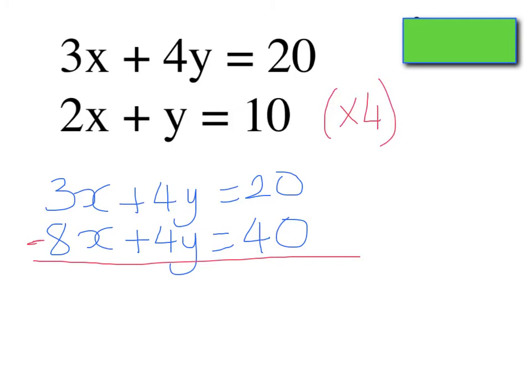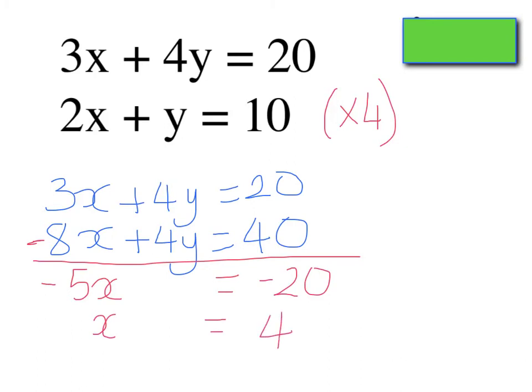Three take away 8 will give me minus 5. 4 take away 4, I've eliminated. And 20 take away 40 will give me minus 20. Minus 5x equals minus 20, which means x must equal 4.